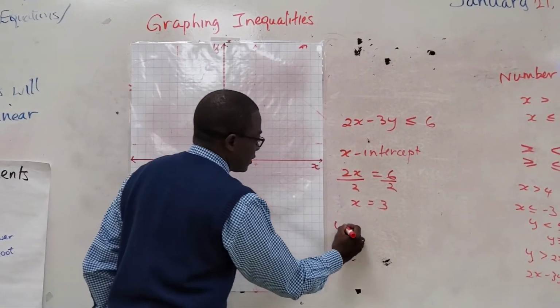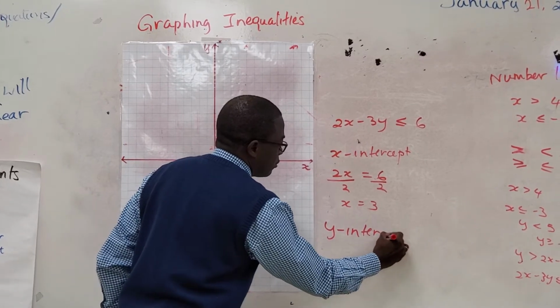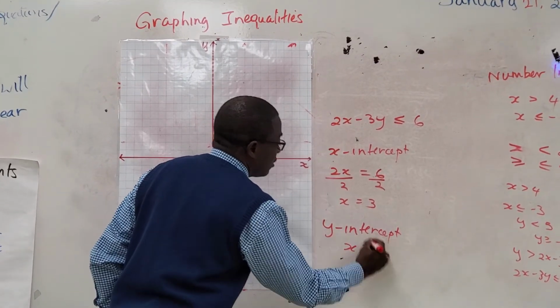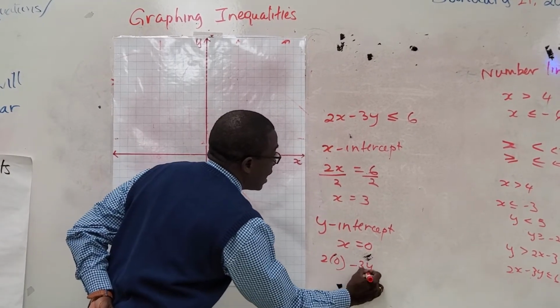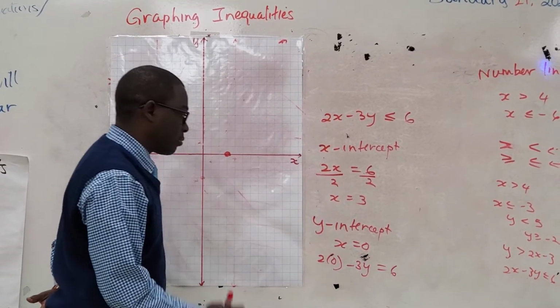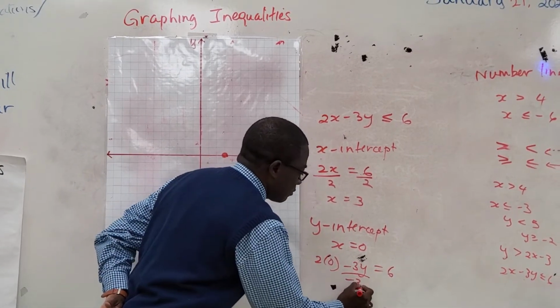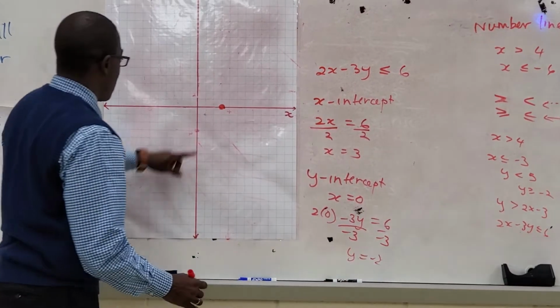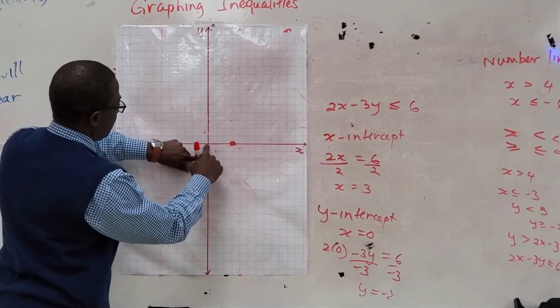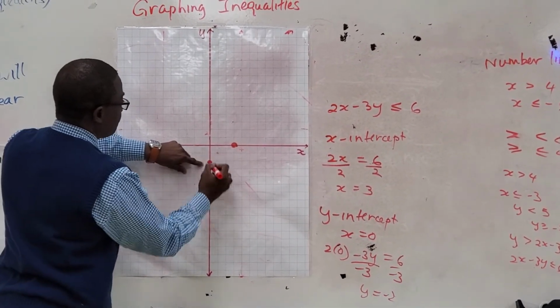Let's go find the y-intercept. Now the y-intercept, we know that what? X is equal to 0. So I'm going to put 2 times 0 minus 3y. I'm going to just use a regular equation right now. Divide both sides by negative 3. So y is equal to negative 2. So my y-intercept is at negative 2, 0, negative 2 right here.